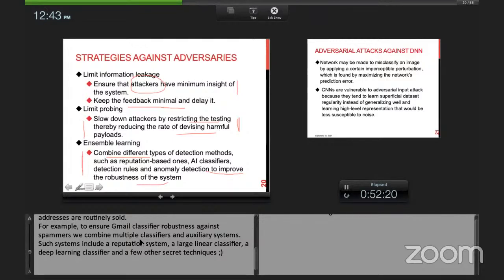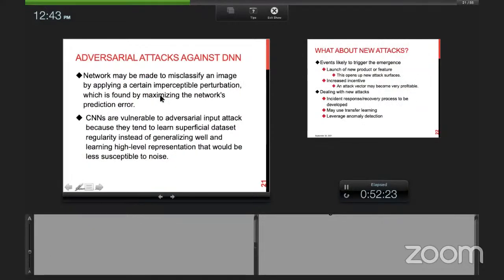So what may be the adversarial attacks on your system? Your deep neural network may also be included. A network may be made to misclassify an image by applying a certain imperceptible perturbation, which is found by maximizing the network's prediction error. In this way, a particular image can be misclassified. In some cases you simply alter some of the pixels in the image, so you do not notice it, but the network will not say that this is the image of a cat or dog. CNNs are vulnerable to this adversarial input attack.